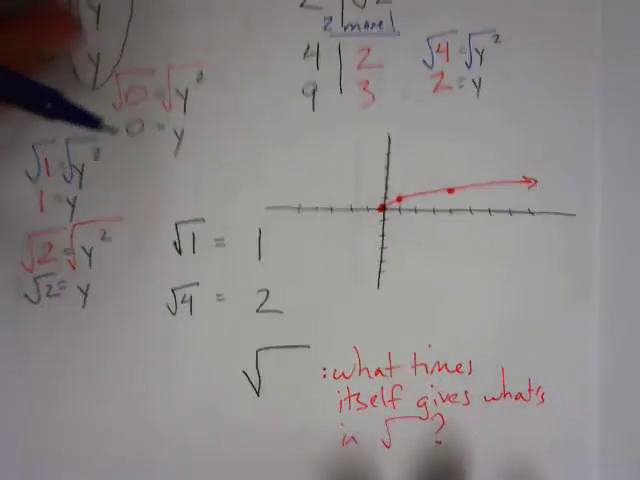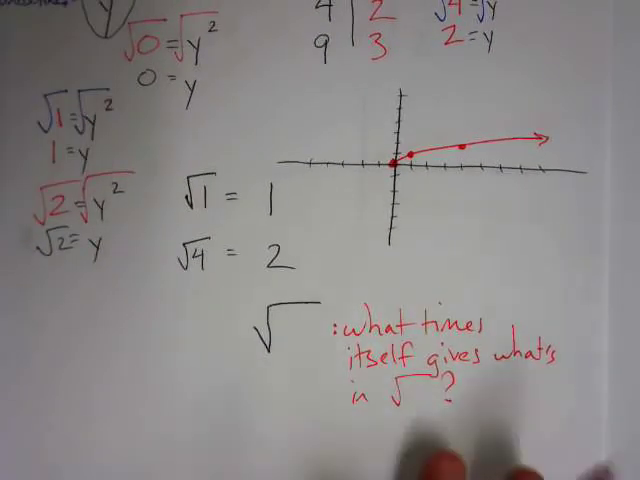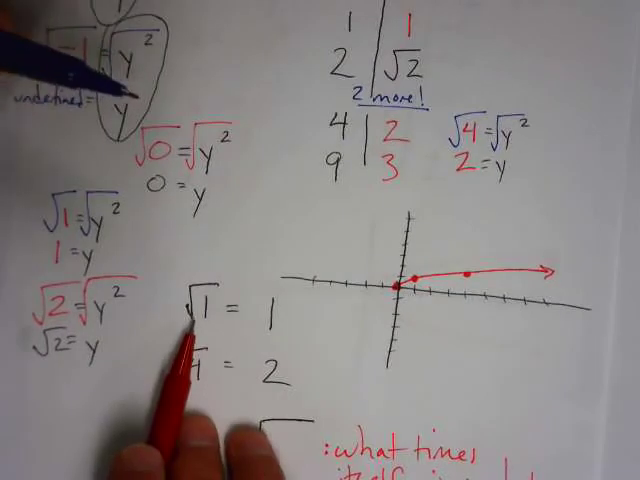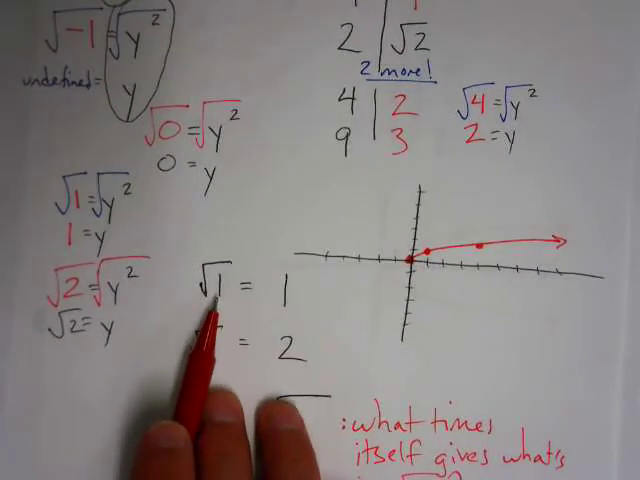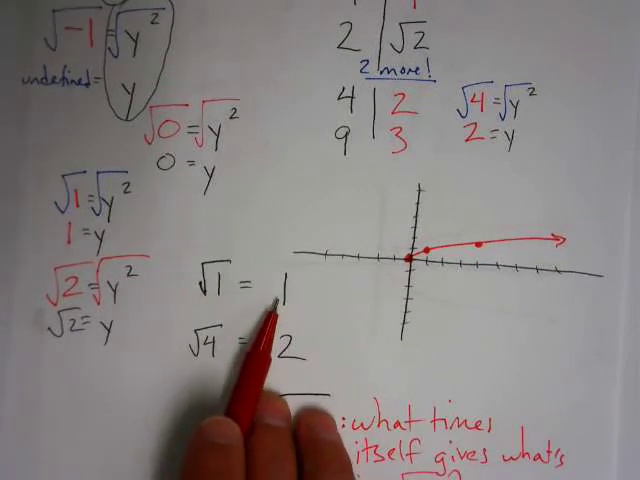Okay, that's what the square root symbol is asking. What number times itself gives you what's inside here? So when we take the square root of 1, we're asking what times itself gives us 1? And of course the answer is 1. 1 times 1 is 1. I totally agree with you.